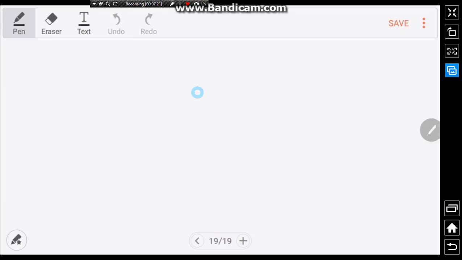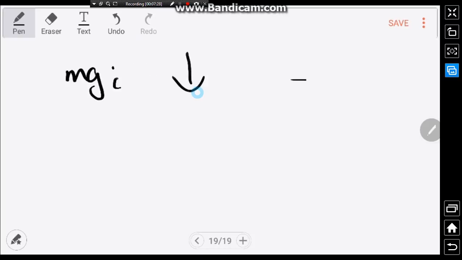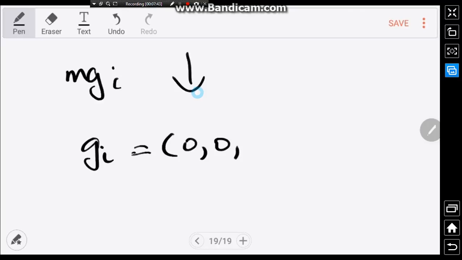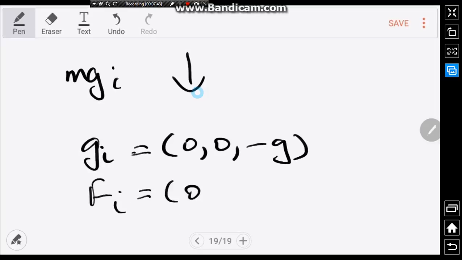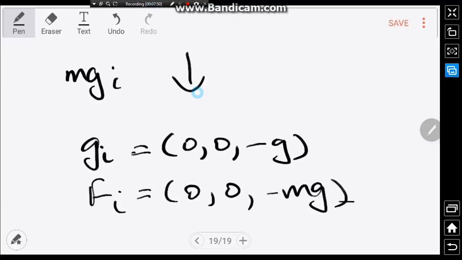Now the rocket is subject to uniform gravitational force mgi, which will be oriented downwards, that is along the x3 axis, and we can define the gravitational force gi, that is the acceleration of gravity, as 0 0 minus g, and the force on it as 0 0 minus mg, since the force is along the x3 axis.